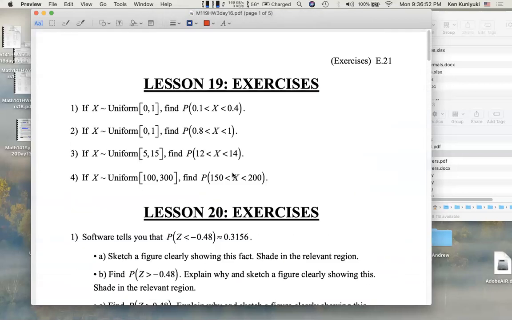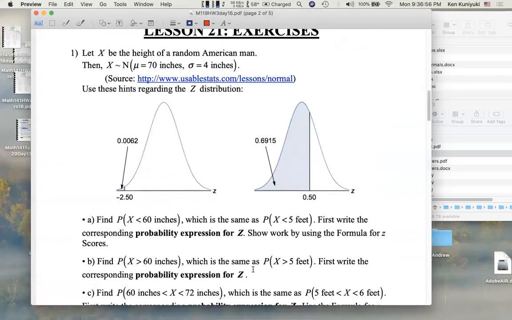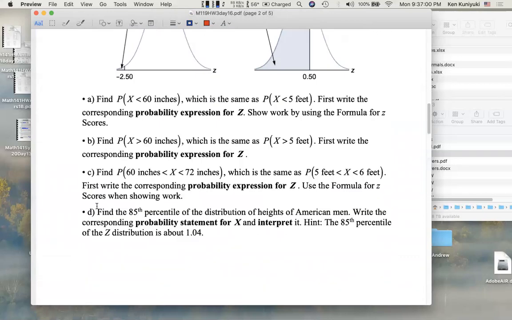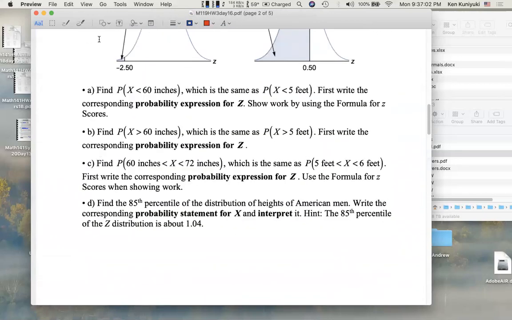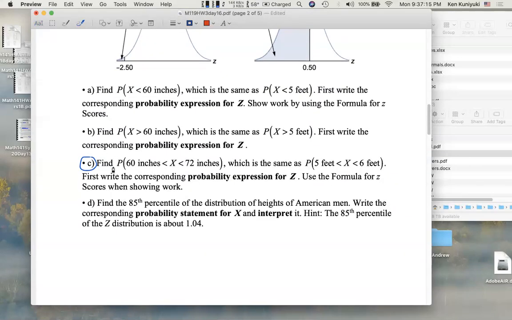So, okay, 21C. I guess this one, right? Yeah, okay, so 21, 1C. So find the probability that X is between 60 inches and 72 inches, I believe for American men, because we did American women in the lecture. So what's the probability that a random American man is between 60 inches or 5 feet tall and 72 inches or 6 feet tall?